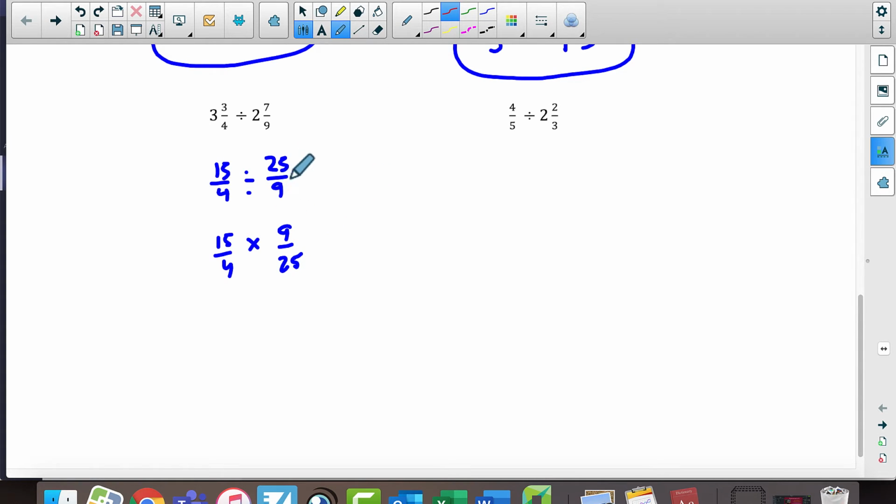Any ninja slicing you can do there? For sure, the 15 and the 25 can both be divided by 5. 15 by 5 is 3, 25 by 5 is 5. So multiply across the top.